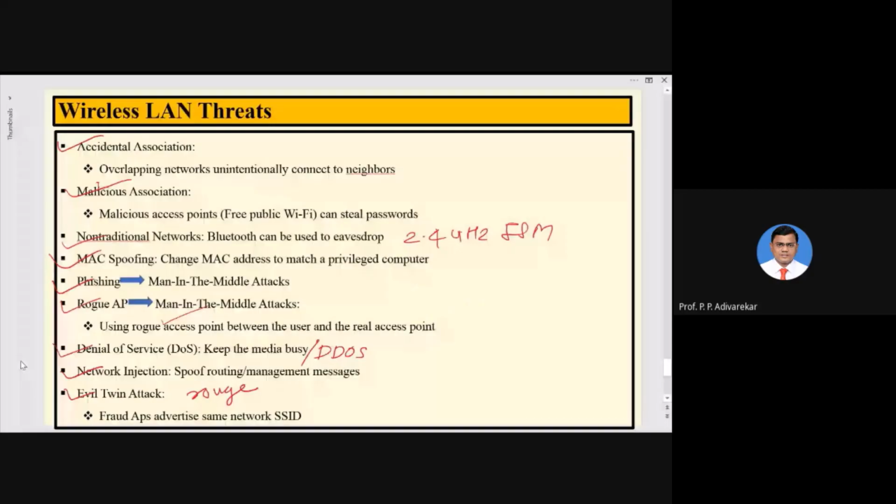So fraud access points are created, and by mistake you get connected to it and your data can be stolen. Okay, so that can be avoided with the help of WPA. It's related to wireless, and can be avoided with the help of WPA. So that is the security-related information related to 802.11 or Wi-Fi or wireless LAN standard.